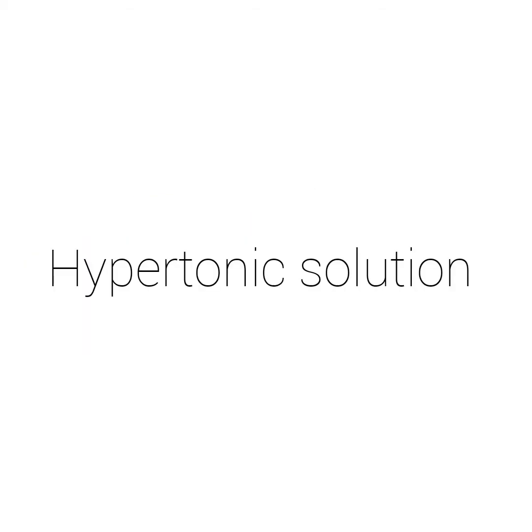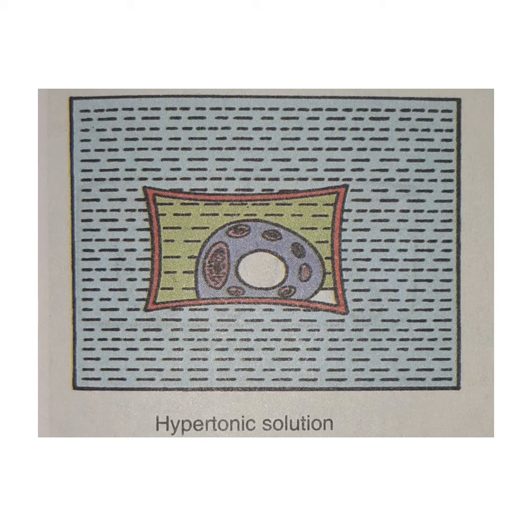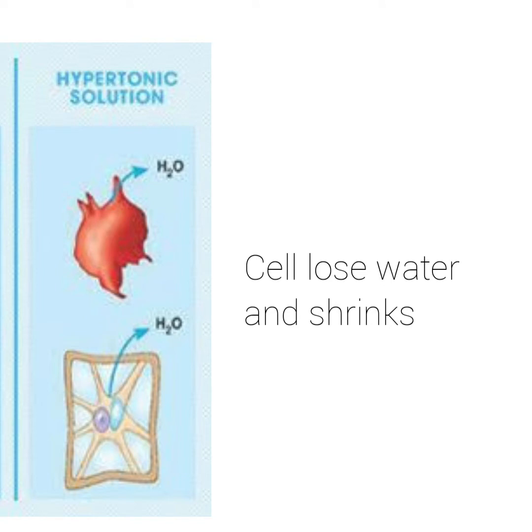If it is a very concentrated solution, the cell will lose water by osmosis. Such a concentrated solution is called hypertonic solution. In this case, water crosses the plasma membrane in both directions, but this time more water leaves the cell than enters it. Therefore, the cell will shrink.